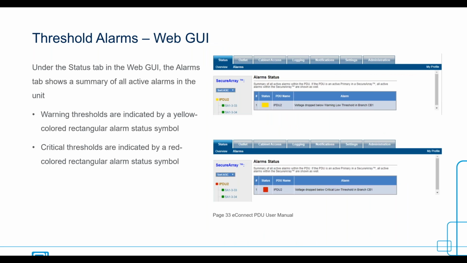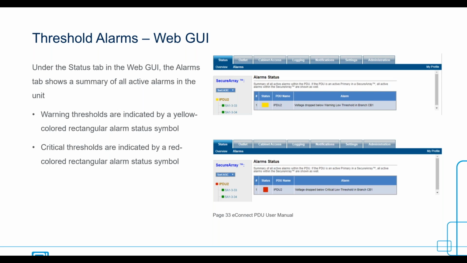Another way to access or see threshold alarms is through the web GUI. And probably most of you have worked with this already. So in the web GUI, under the status tab and the alarms subtab, it is going to show a summary of all active alarms in the unit. Anything that's a warning threshold will be indicated by a yellow colored rectangular alarm status symbol, and critical thresholds will be indicated by a red colored rectangular alarm status symbol.